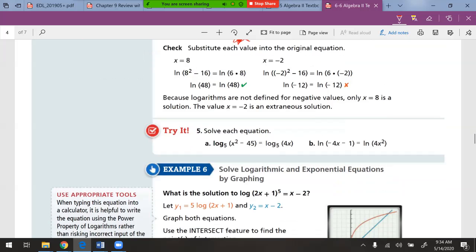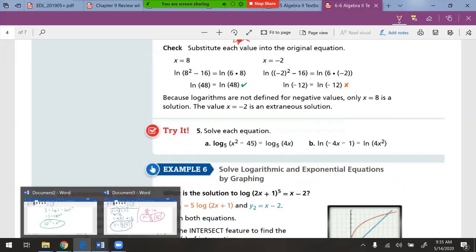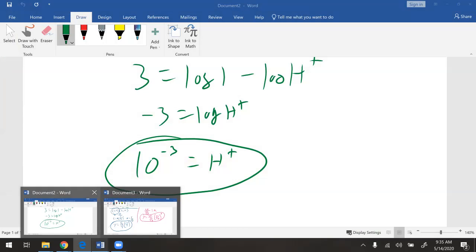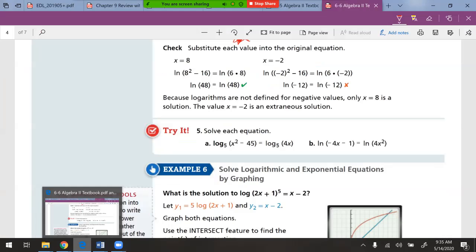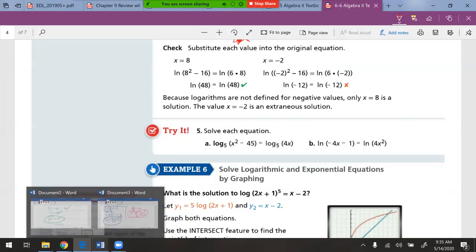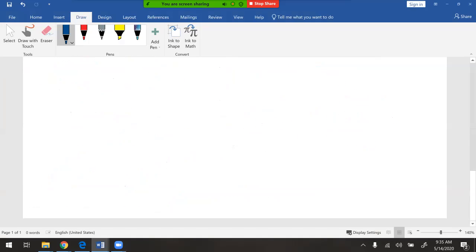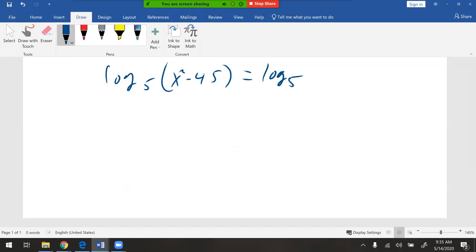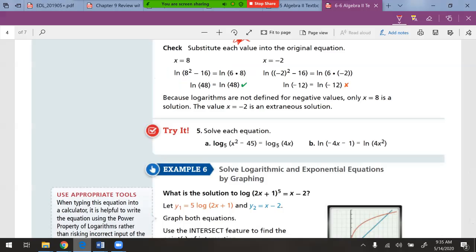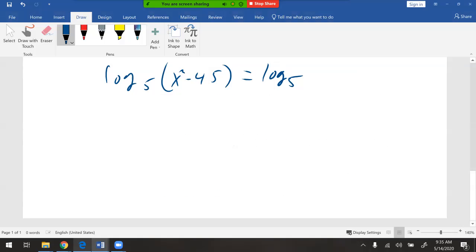So let's do this real quick. Okay, we're going to do this on a separate sheet of paper. Log base 5 of x squared minus 45 equals log base 5 of 4x. So here we go. Okay, you scroll down. Log base 5 of x squared minus 45 equals log base 5 of 4x.